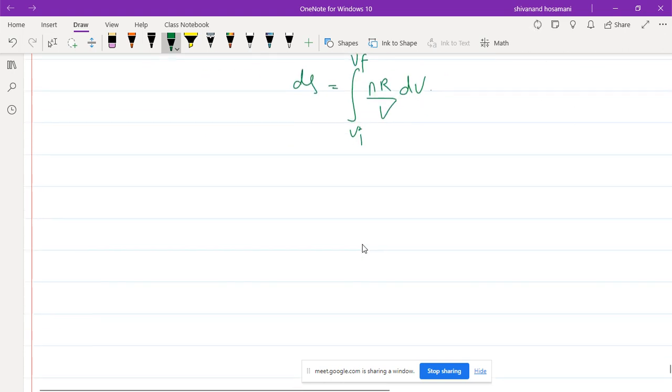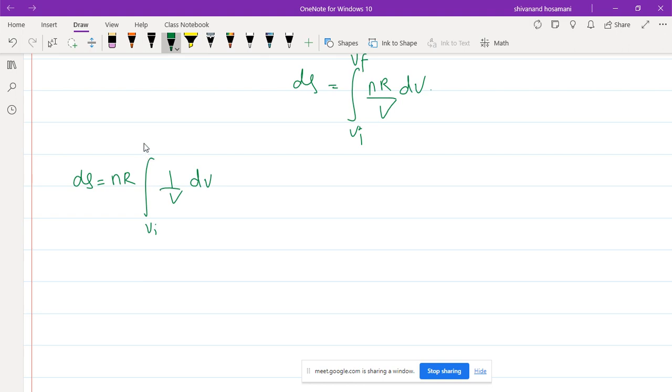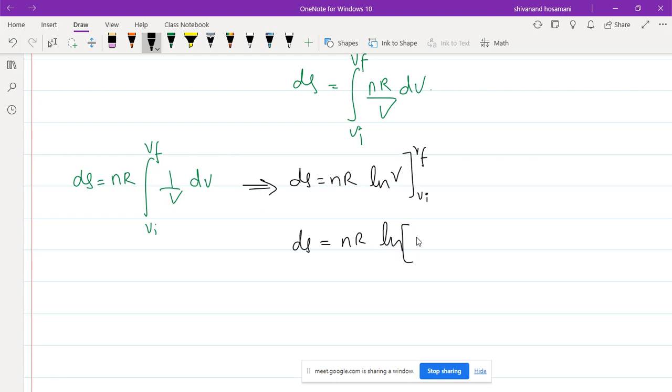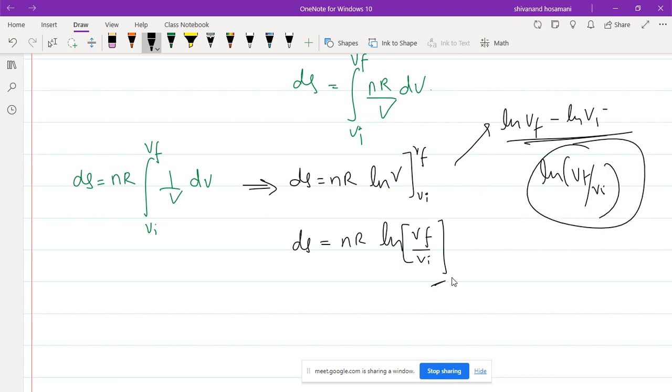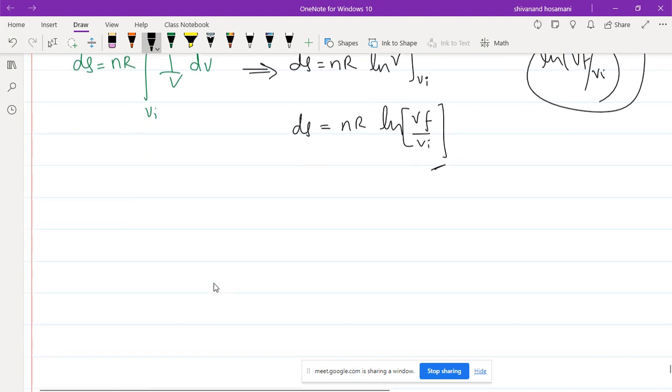Therefore, if I take nR common, I get dS equal to nR times the integration of 1 by V into dV from Vi to V final. That is given by ln of V, with lower limit Vi and upper limit Vf. So delta S is equal to nR ln of V final divided by Vi, because we get ln of V final minus ln of Vi. So it's a logarithmic part. Is it clear?